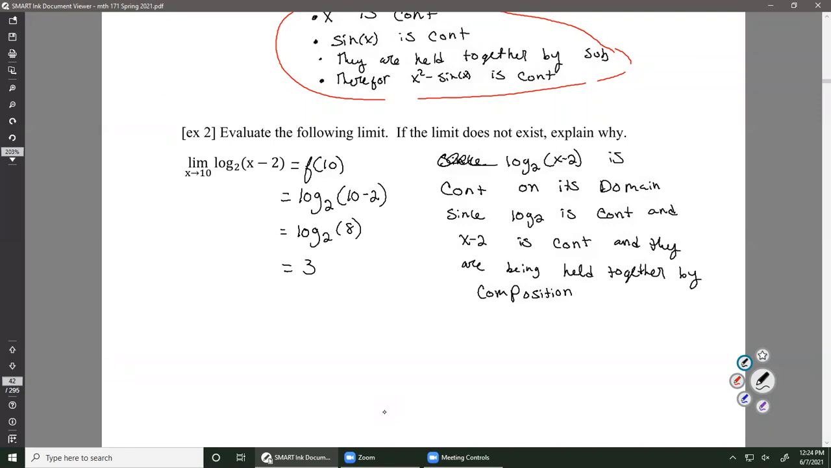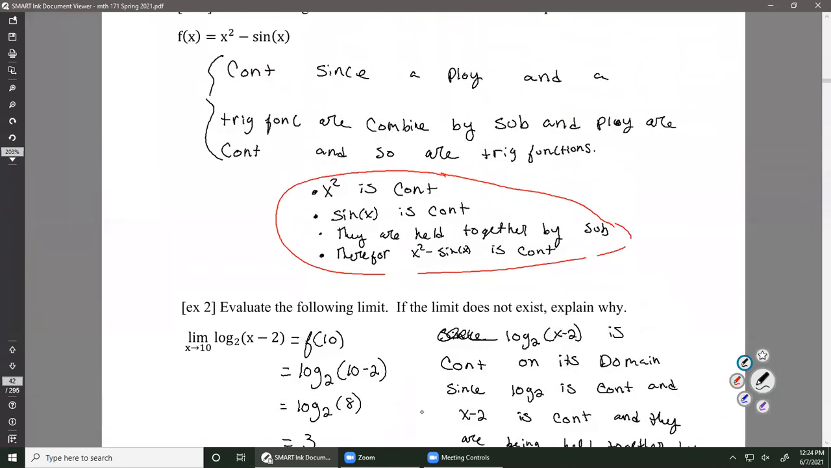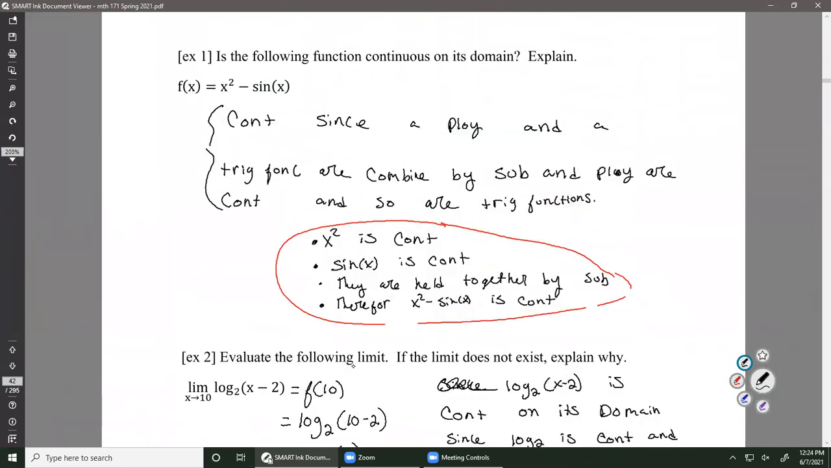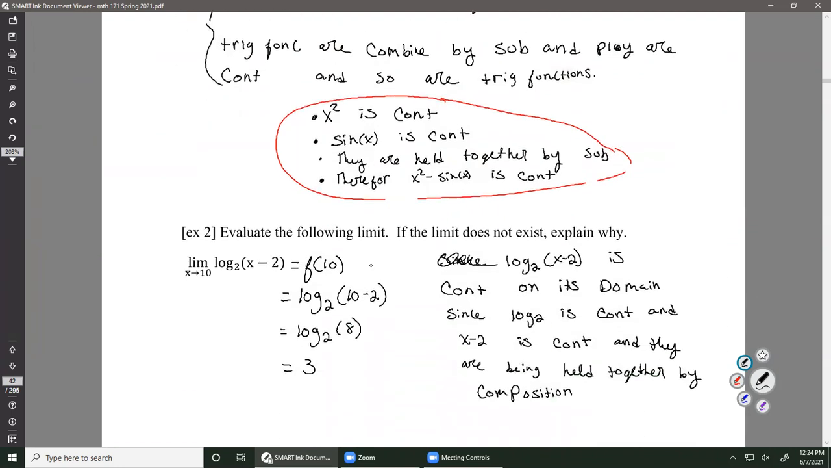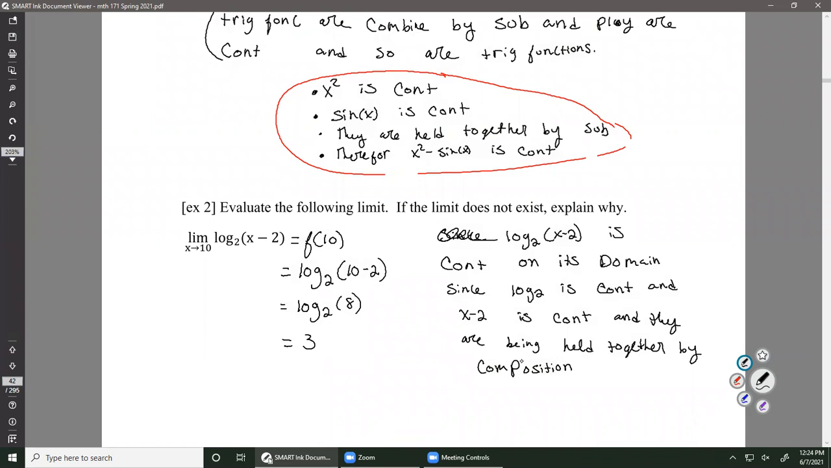And on your test, unless I'm asking, you'll probably have one like each of these. One of these, is it continuous on its domain? I'd kind of expect for you to go through all of those pieces. If I'm just asking you to evaluate a limit, you can use a t-chart, unless I say don't use a t-chart. But if I say you can use a t-chart, use a t-chart.